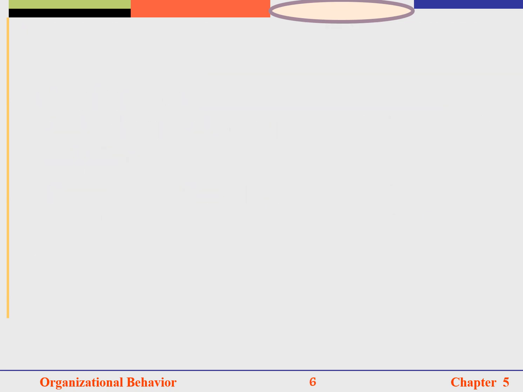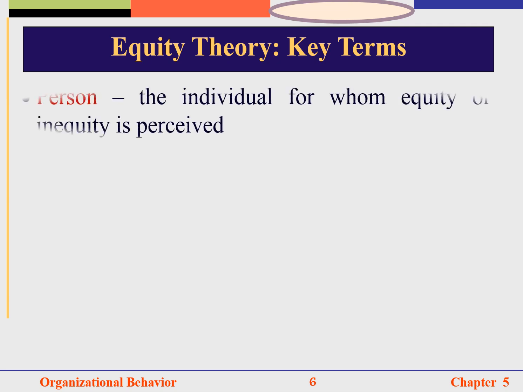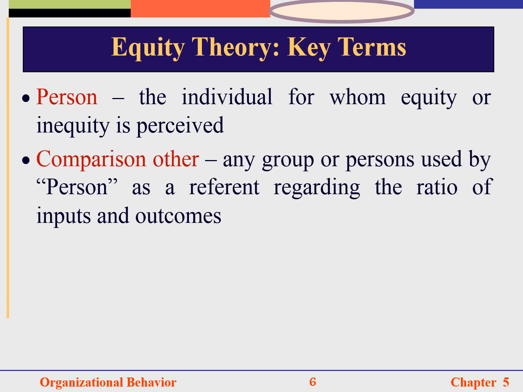So the comparison has different elements. These are the elements of any comparison according to the equity theory. First, the person, you, when you decide to put in more effort or not. So the person here is the individual for whom equity or inequity is perceived. This is the individual whose motivation we are describing, and this person usually compares himself with somebody else. This is called the comparison other: any group or person, usually one person, used by the person as a reference for comparison regarding the ratio of inputs and outcomes.